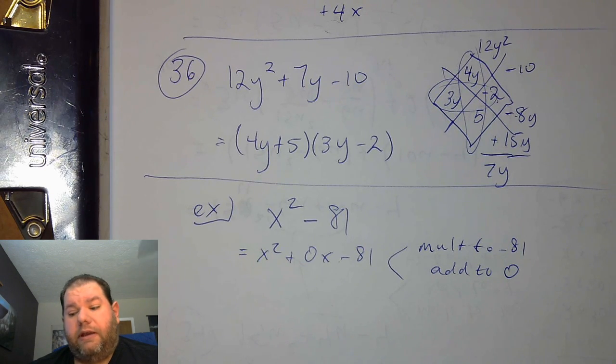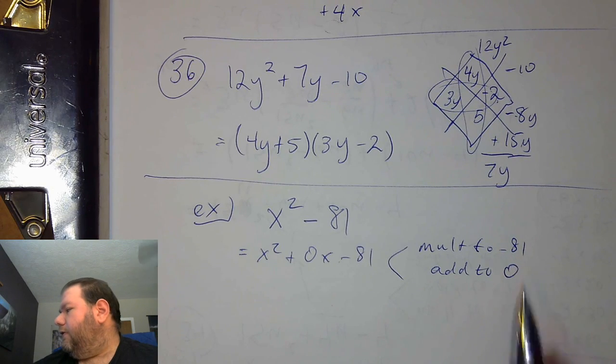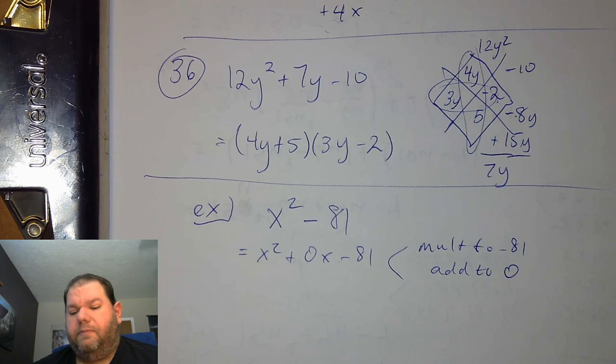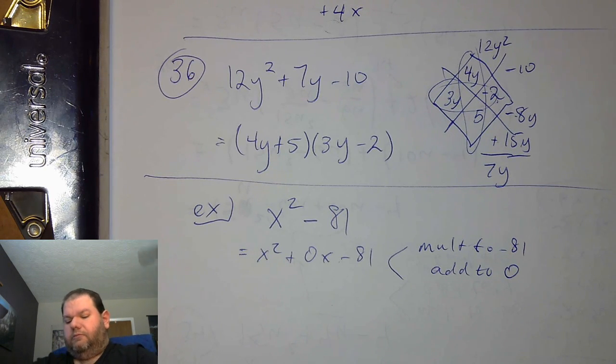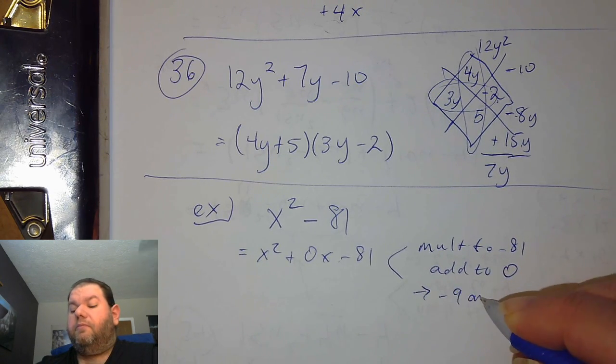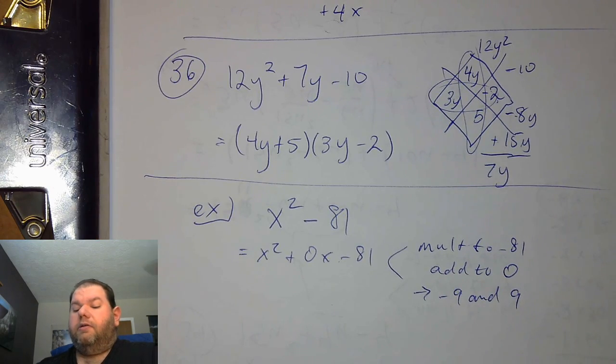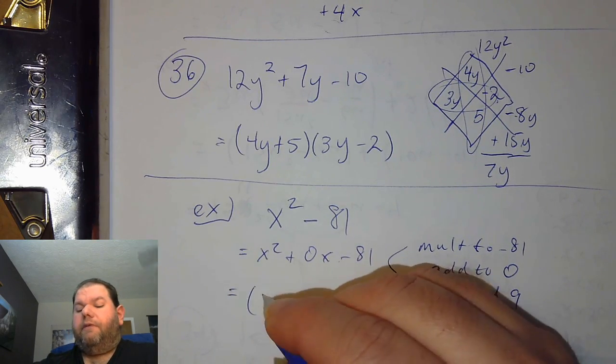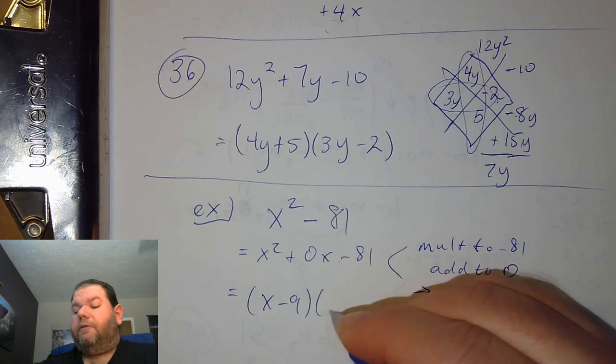Now, knowing that they add up to 0 means they must be the same number, but opposite signs. So what numbers would that be in this case? Negative 9 and 9. So we have x minus 9 and x plus 9.